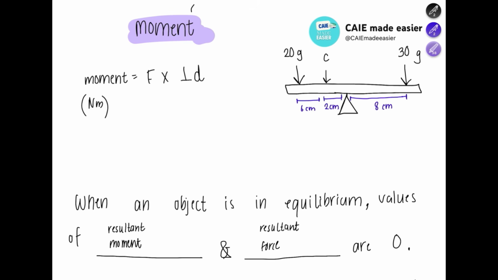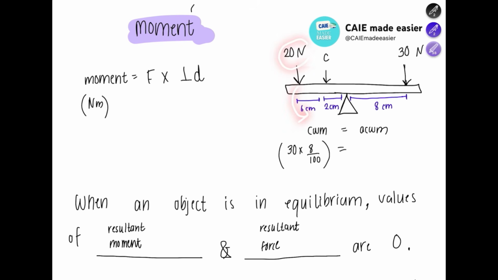Okay, if you look at this question, when we have a moment like this in equilibrium, we can say clockwise moment equals anti-clockwise moment. So what is the moment in the clockwise direction? It's force times distance. So it's going to be 30 multiplied by 8 over 100 to convert from centimeter to meter. This equals the moment in the opposite direction.